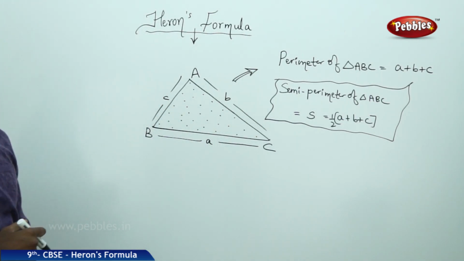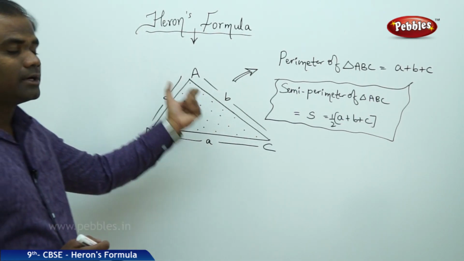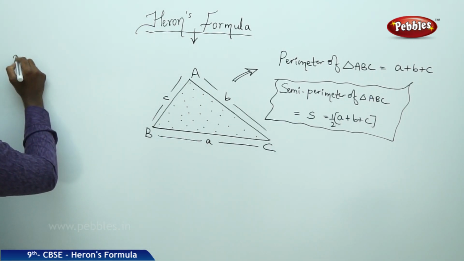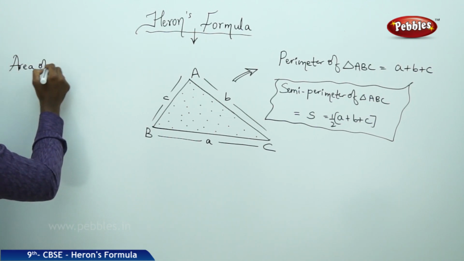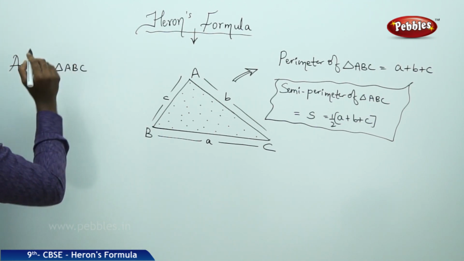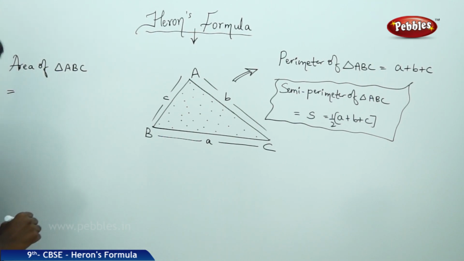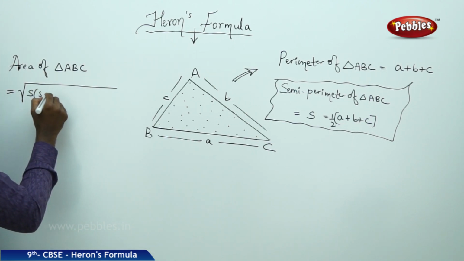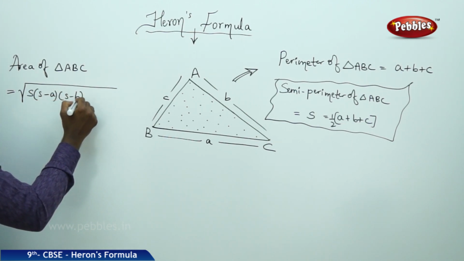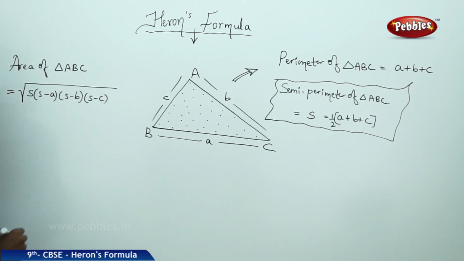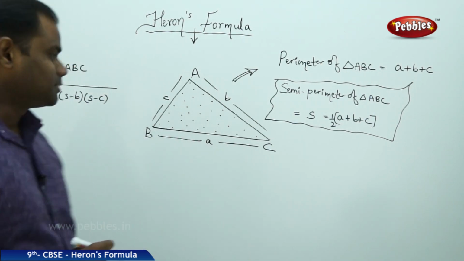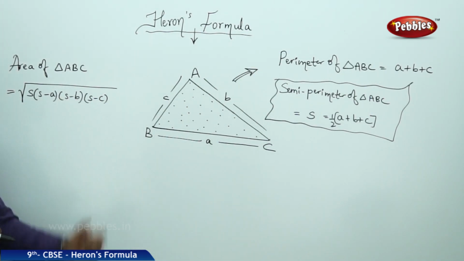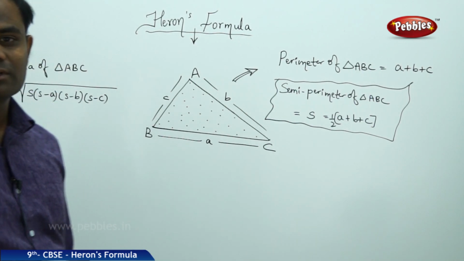So let's see how we can find the area of a triangle using HERON'S formula. The area of triangle ABC by using HERON'S formula is given by the root of S into S minus A, S minus B, S minus C. That's how we get HERON'S formula: root of S times S minus A, S minus B, S minus C.